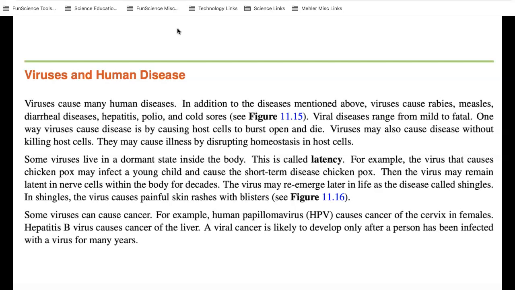And some viruses can even cause cancer. HPV causes cancer of the cervix in females. Hepatitis B virus causes cancer of the liver. A viral cancer is likely to develop only after a person has been infected with a virus for many years.